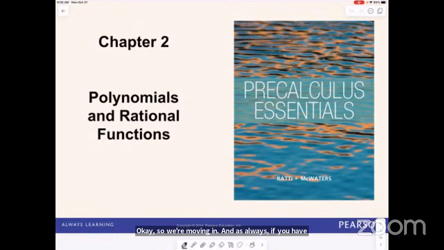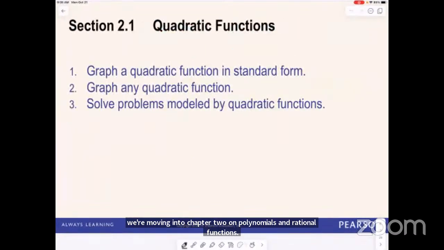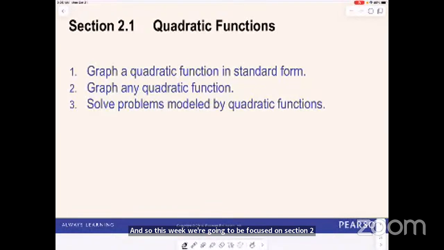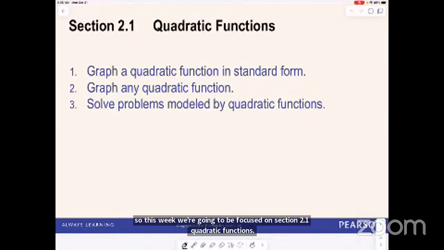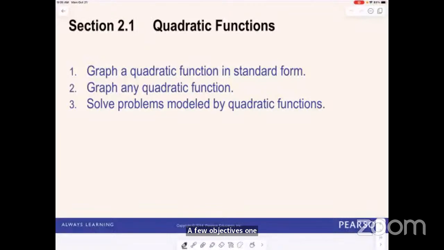So we're moving into chapter 2 on polynomials and rational functions. This week we're going to be focused on section 2.1, quadratic functions. A few objectives. 1, graph a quadratic function in standard form. 2, graph any quadratic function. And 3, solve problems modeled by quadratic functions.